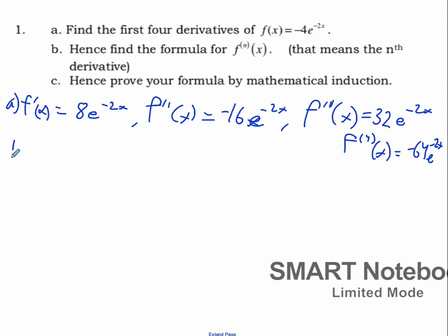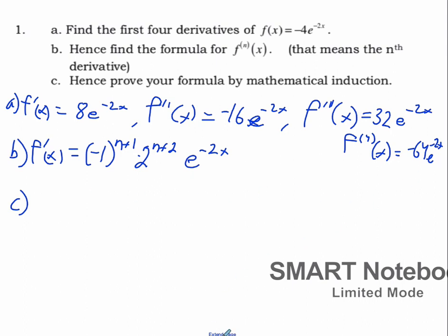Okay, so for part B, derive a formula. Well, firstly, they're alternating between positives and negatives, so we can write that as negative 1 to the power of something. And if we use n, for the first one it would be positive, so we need an n plus 1 or an n minus 1. That will give you a positive here, and then negative, and then positive, and then negative. And then we have powers of 2. 2 to the power of n only gives me 2, so it needs to be 2 to the power of n plus 2. And then you always have an e to the negative 2x. So that's the formula. We're going to prove it with the principle of mathematical induction, similar to the previous example.